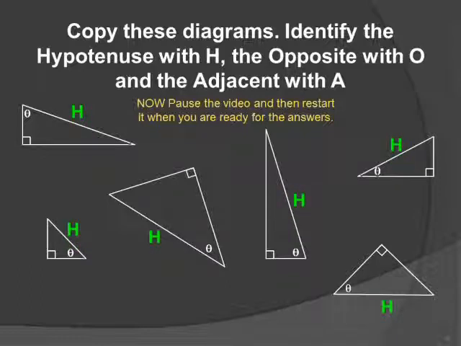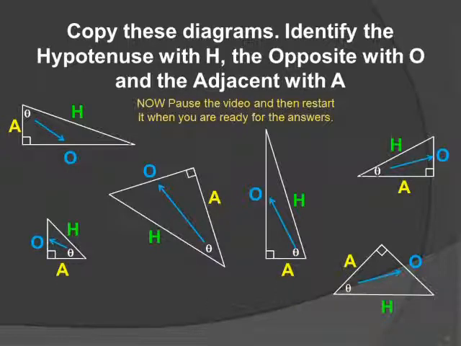Now, the hypotenuse, longest side on each of the triangles. Opposite. Opposite does not touch the angle. Adjacent is the one between the angle and the right angle.